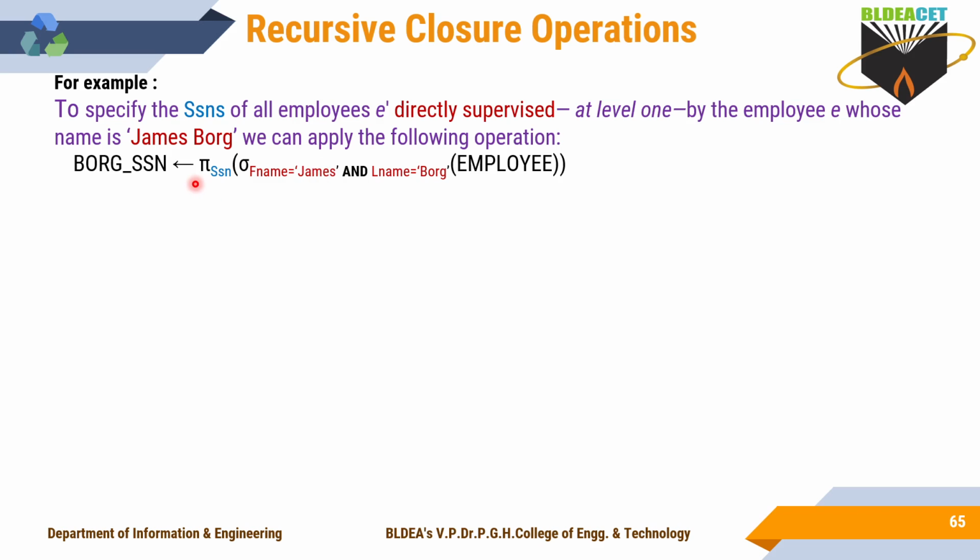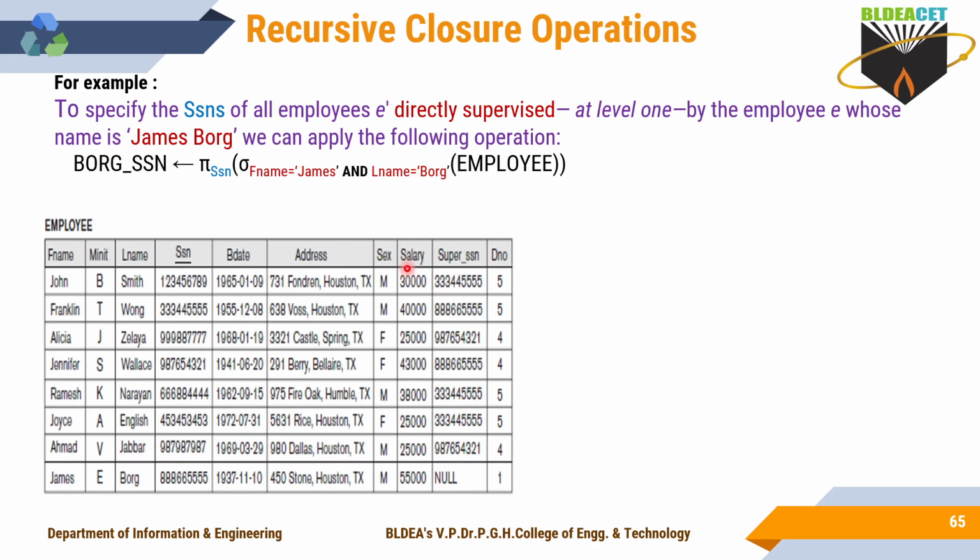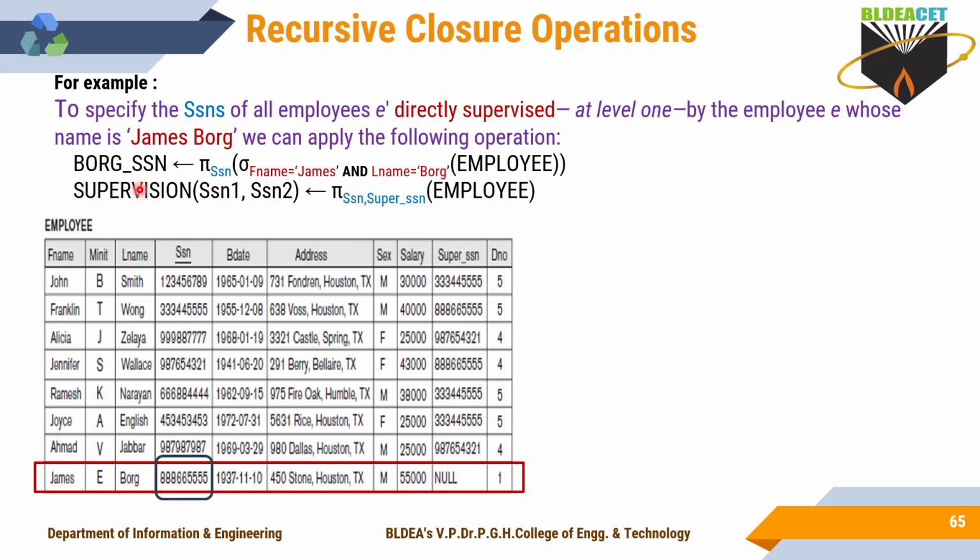Next, I want to retrieve the SSN of this particular employee. So this is your employee table, and in this table I am extracting the tuple having F name as James here. This tuple is extracted now. Among this tuple I want to extract only the SSN here. So what is the result you will get now? This Borg's SSN is 888665555. This is the result it stores in a new relation here.